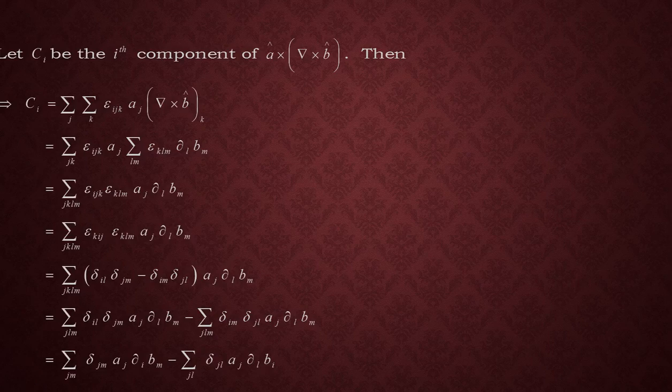In the first summation, we contract delta_il. That means if i is equal to l, delta_il equals 1. If i is not equal to l, delta_il equals 0. So we have to replace l with i. Otherwise, the expression becomes 0. So in the first term, we replace l with i.